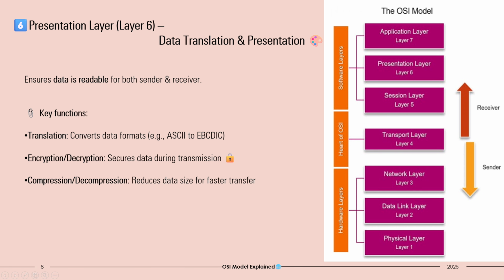6. Presentation layer, Layer 6. The presentation layer is concerned with the format and representation of data. It ensures that data is presented in a way that applications can understand regardless of the underlying system. Its functions include translation, converting data between different formats, for example, character sets. Encryption and decryption, encrypting data for secure transmission and decrypting it at the receiver's end. Compression and decompression, compressing data to reduce the amount of data transmitted and decompressing it at the destination.